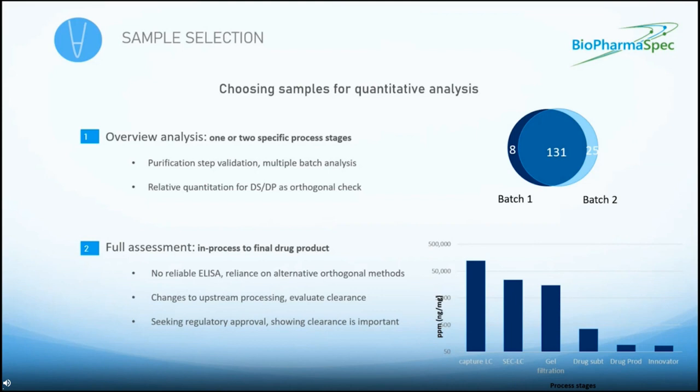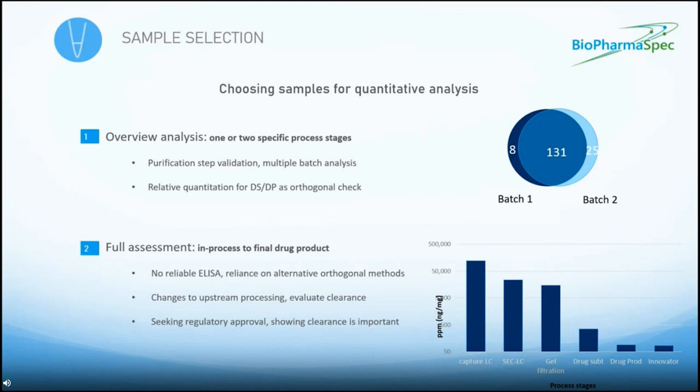Or alternatively, you have low HCP numbers, perhaps validated with an ELISA, and you're happy with your upstream process, but you just want an orthogonal check of the downstream stages. So here you can focus on just the drug product or drug substance, or anything really of concern actually. And then we have a full assessment scenario.